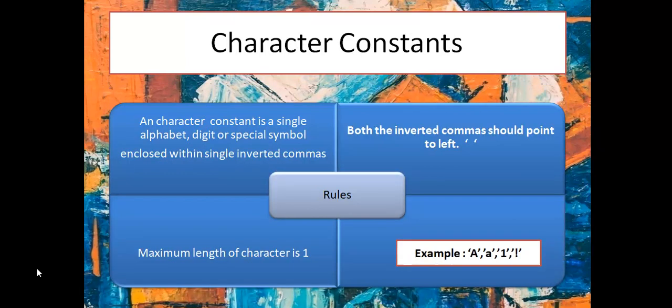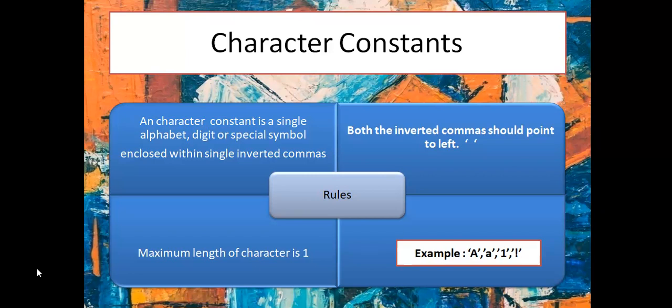Now going ahead, we are going to see the rule for the character constants. A character constant is a single alphabet, digit or special symbol enclosed within single inverted commas. Both the inverted commas should point to the left. The maximum length of the character is 1.